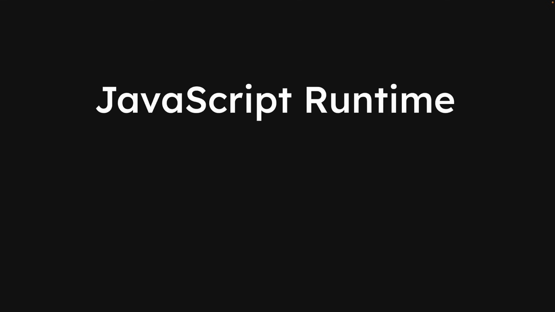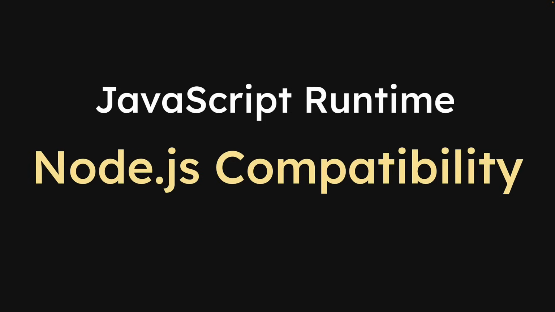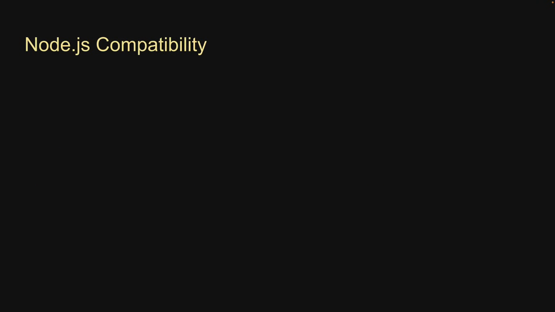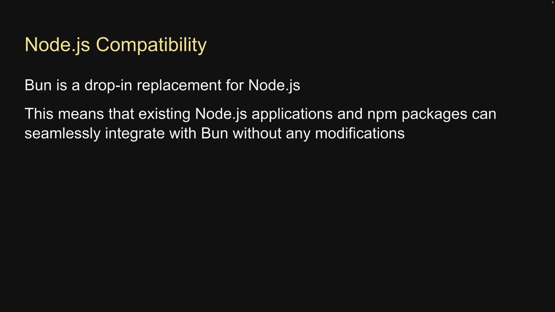For our final subtopic under the JavaScript Runtime topic, let's discuss Node.js compatibility. While transitioning to a new runtime or environment, compatibility is often a primary concern for developers. Bun addresses this by positioning itself as a drop-in replacement for Node.js. This means that existing Node.js applications and npm packages can seamlessly integrate with Bun without any modifications.